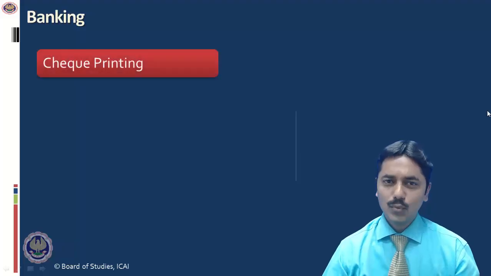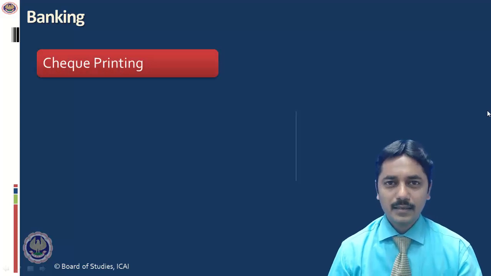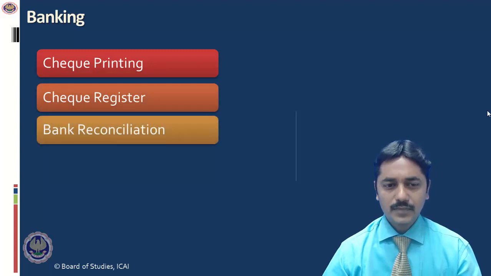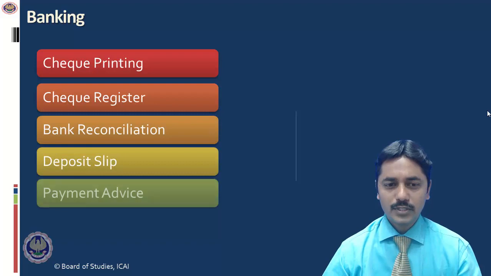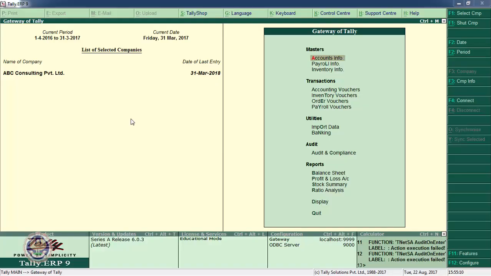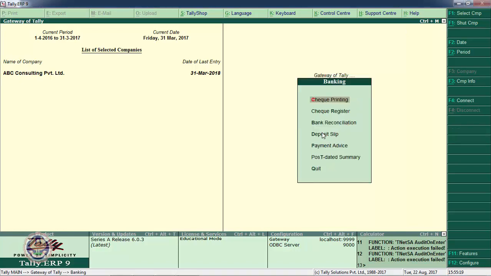Let us now move to the next topic, that is banking. Inside banking, what are we going to discuss? We are going to discuss cheque printing, cheque register, bank reconciliation, deposit slip, payment advice and post-dated summary. Friends, on the Gateway of Tally you will get a menu under utilities. This is the utilities menu heading, and inside utilities you will get a menu called banking. Inside banking, there are 6 options: cheque printing, cheque register, bank reconciliation, deposit slip, payment advice and post-dated summary.